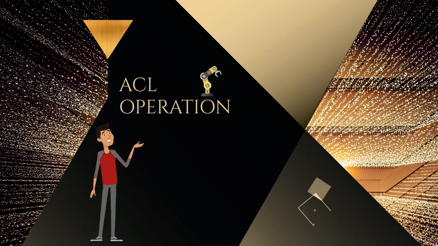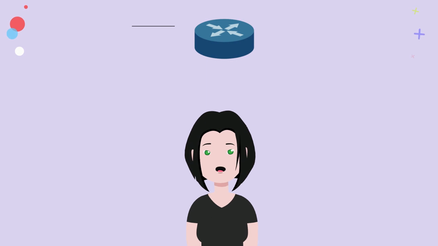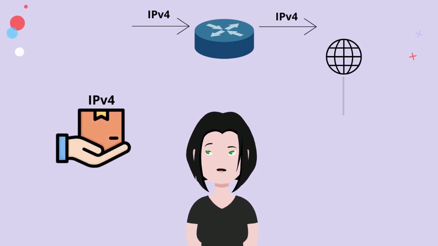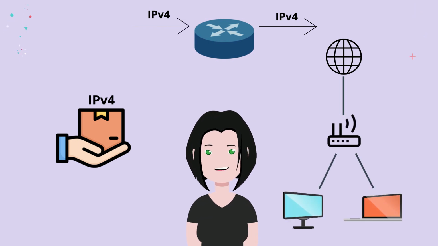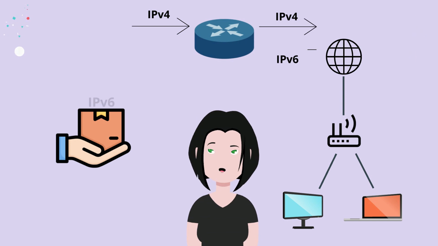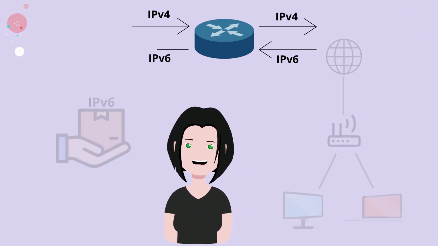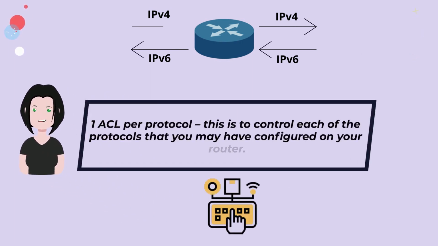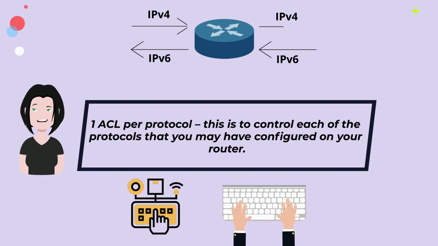ACL operation. A router can receive an IPv4 address on one interface and assign IPv4 addresses to devices on its internal network through ACL. The router also receives an IPv6 address and assigns IPv6 addresses to internal devices. One ACL per protocol. This is to control each of the protocols that you may have configured on your router.